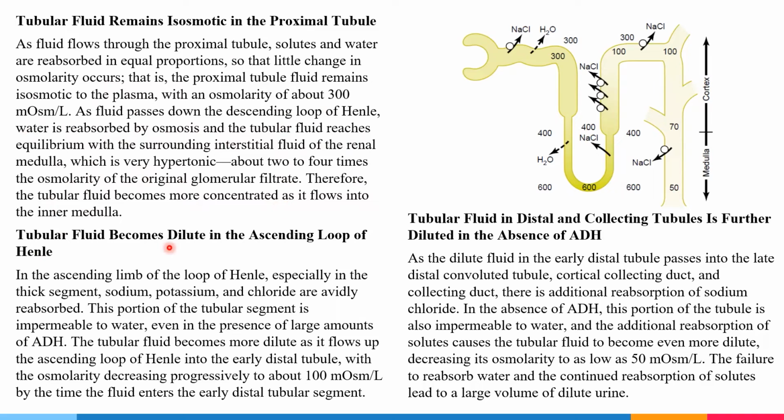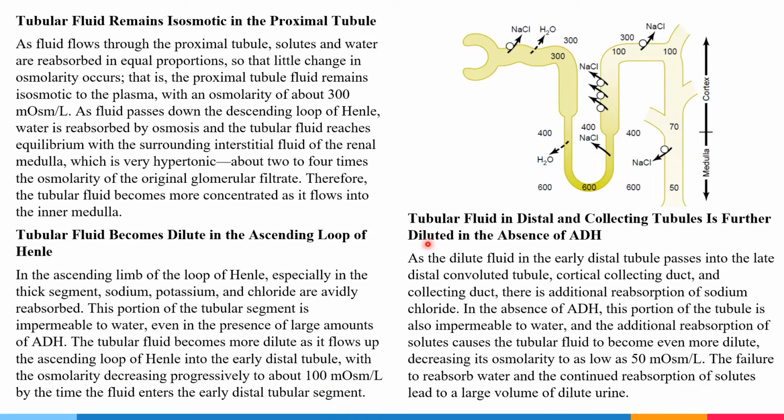Next, the tubular fluid becomes dilute in the ascending loop of Henle. In the ascending loop of Henle, especially in the thick segment, sodium, potassium, and chloride are avidly reabsorbed. This portion of the tubular segment is impermeable to water even in the presence of large amounts of ADH. The tubular fluid becomes more dilute as it flows up the ascending loop of Henle into the early distal tubule, with the osmolarity decreasing progressively to about 100 milliosmoles per liter by the time the fluid enters the early distal tubular segment.